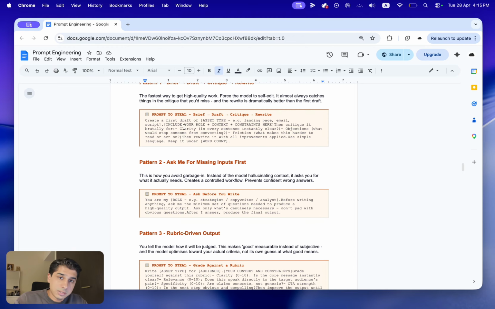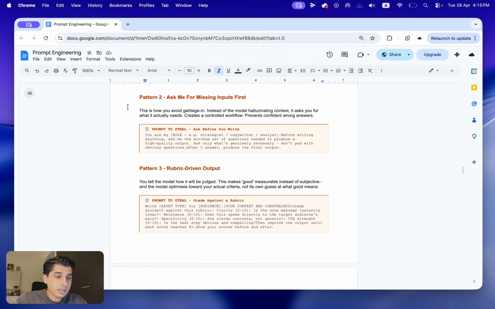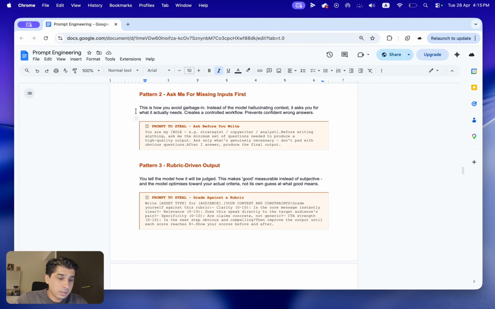Now, this is a prompt for you guys to steal. Just copy and paste it in whatever tools that you use. It works across all LLMs. Pattern 2 is ask me for missing inputs first. This is how you avoid basically garbage in. Instead of the model hallucinating context, it asks you for what it actually needs, right? It creates a controlled workflow and prevents confident wrong answers.